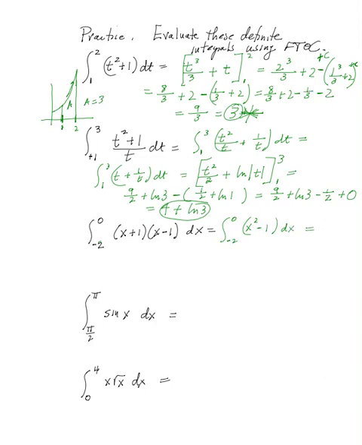An antiderivative of x squared is x cubed over 3. An antiderivative of 1 is x, the independent variable x, and evaluate that from -2 to 0. Make sure you agree with those parentheses.